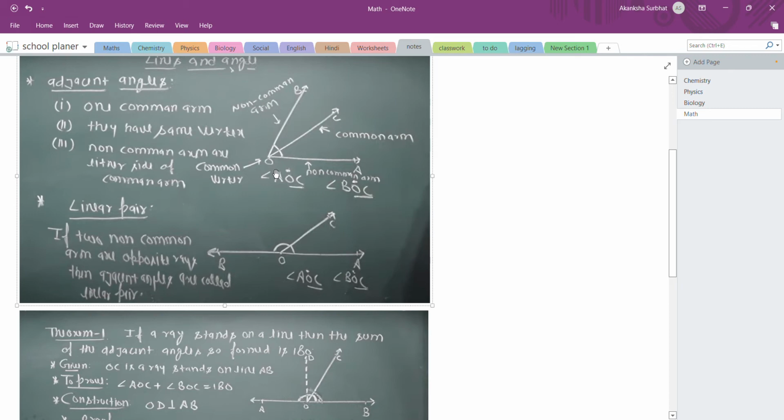A vertex is basically the point on paper. So it has the same point that all the rays are starting from, O. So it has a common vertex, and it has non-common arms on either side of the common arm. So these are the non-common arms right here.